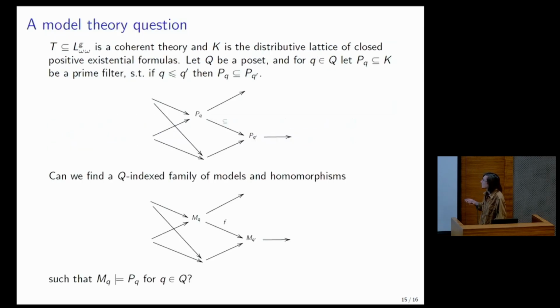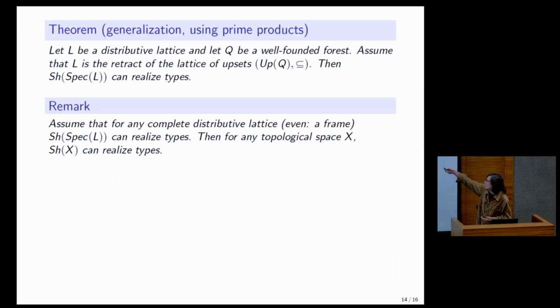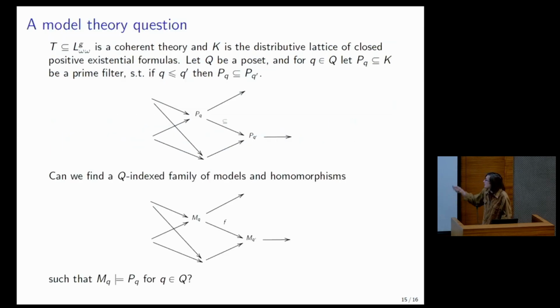And so now I have two questions which would make this step possible, to get from these very special, or not that special, spectral spaces to all spectral spaces. The first one is a model theory question. Assume that you have some poset, and you have a theory, and K is this lattice of closed positive existential formulas. Now the difference between just considering positive existential formulas or considering all formulas is that ultrafilters cannot contain each other, but prime filters can.